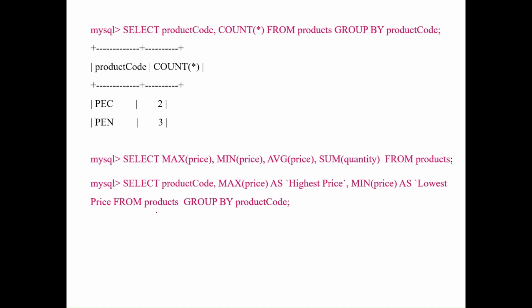Suppose I want to identify, for a particular code, what is the count. Then I can use the group by clause on product code. Grouping means when the data is repeated. So for this product code, there are 2 products, and for another product code there are 3 products for the pen. In this way, I can use the count as an aggregate function along with the group by clause. I can find out the maximum price, minimum price, average price, and sum of the quantity from the product table.